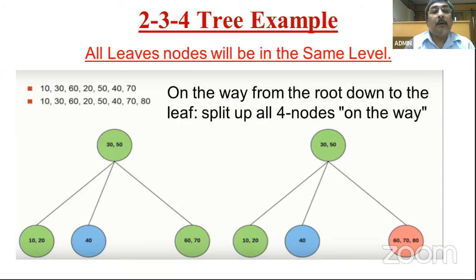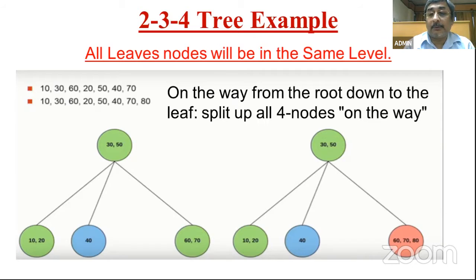Now I want to insert 80. So I decide from the root which way to go. It is beyond 50, so I have to go to the right child of the 30-50 node, which contains now 60 and 70.